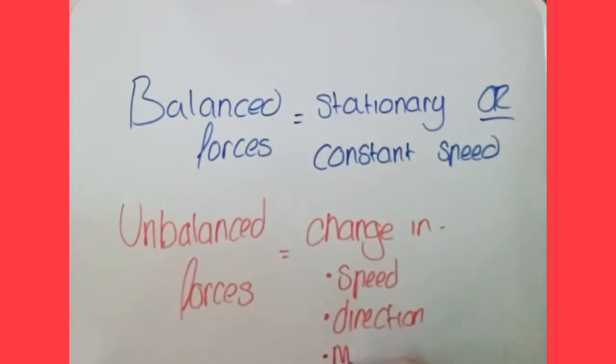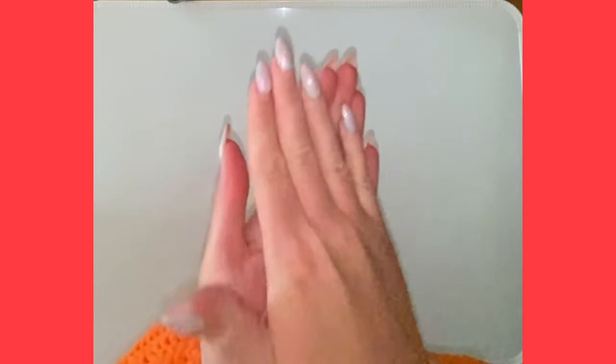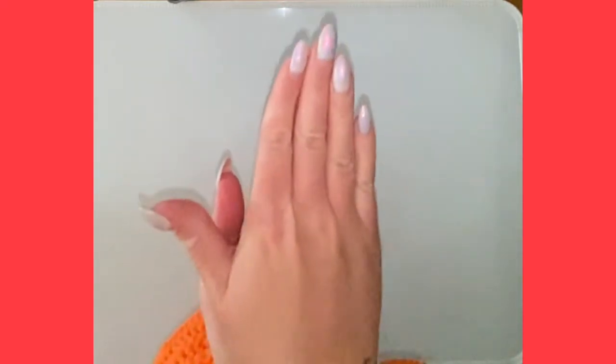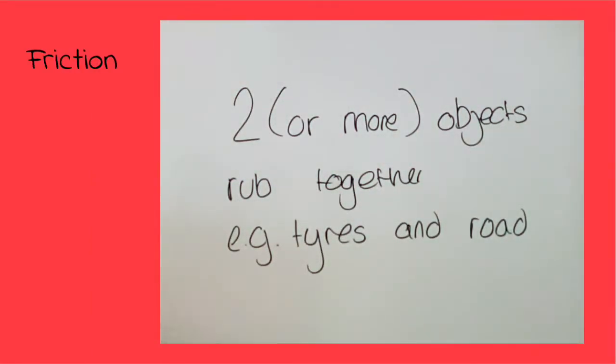Moving on, let's talk about friction. Friction is a force we encounter almost every day. For example, if you rub your hands together, this creates friction. So how do we describe friction from what we're doing with our hands there now? We would describe it as when two or more objects rub together. It's as simple as that.